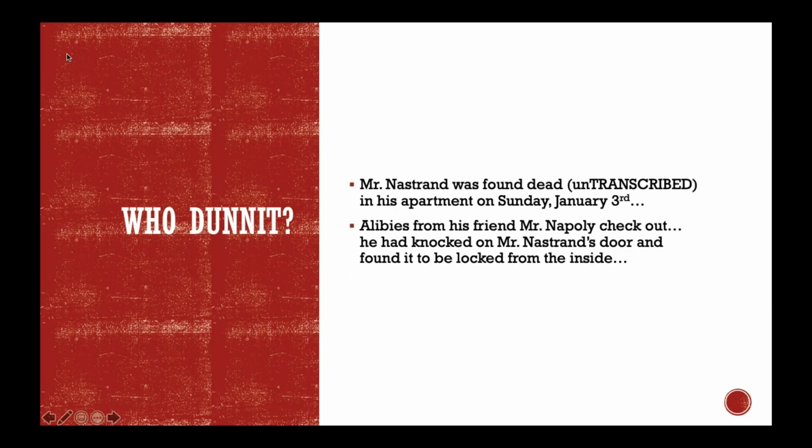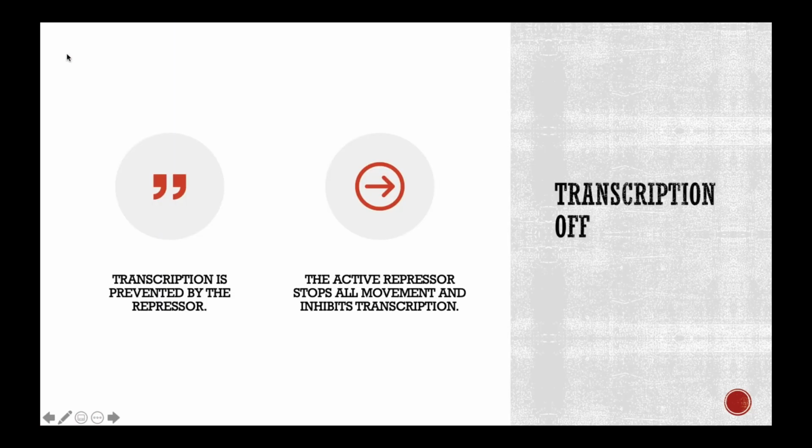Alibis from his friend Mr. Napoli check out. He had knocked on Mr. Nastrand's door and found it to be locked from the inside. Recall that transcription stops when prevented by the repressor. The active repressor stops all movement and inhibits transcription.